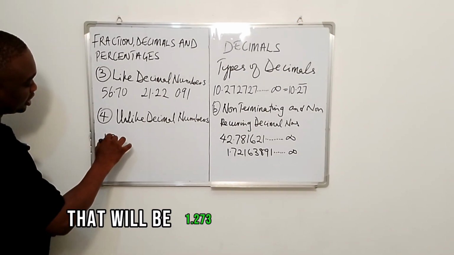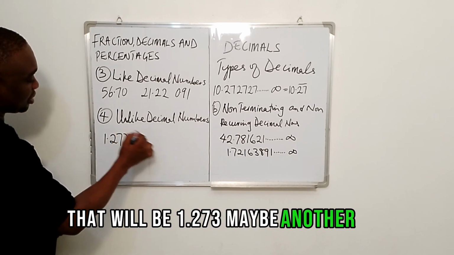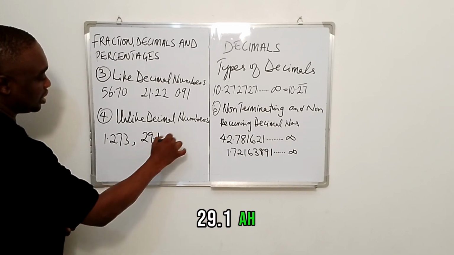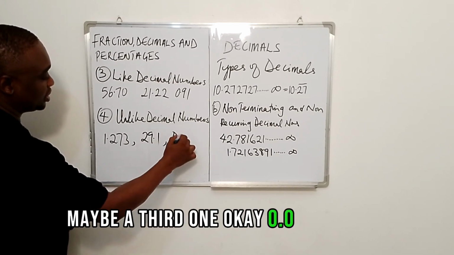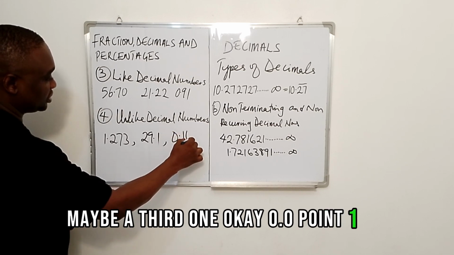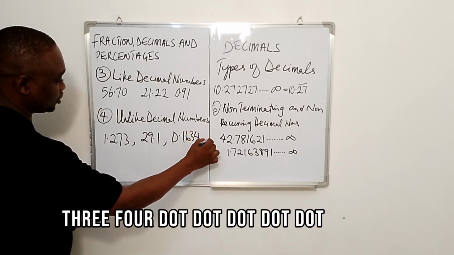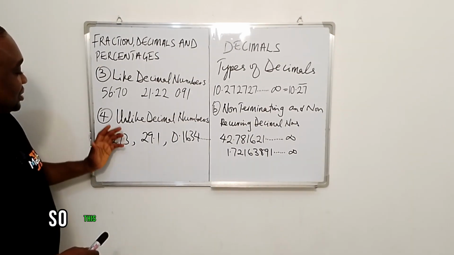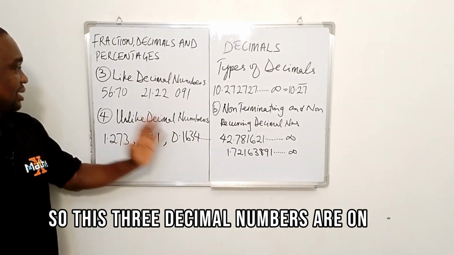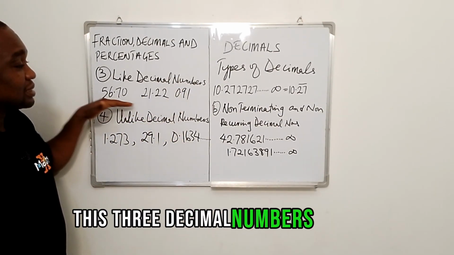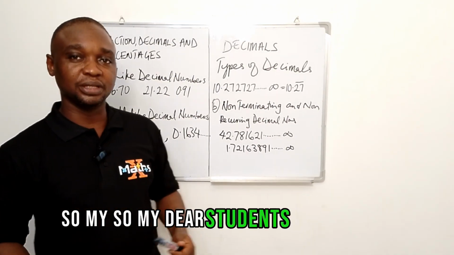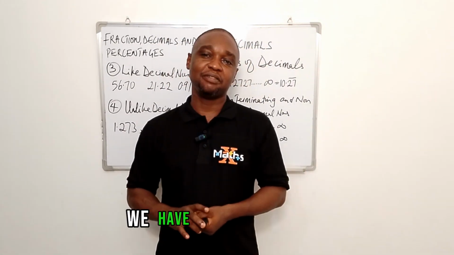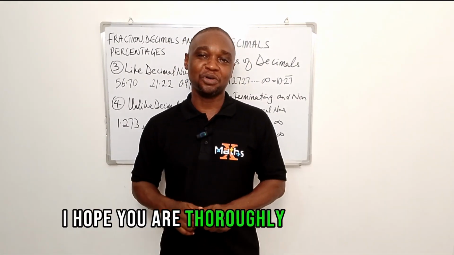That'll be 1.273. Maybe another one, 29.1, or maybe a third one, 0.1634 dot. This one is a non-terminating type. So these three decimal numbers are unlike. These three decimal numbers are like. So my dear students and viewers, those are the four types of decimal numbers we have in mathematics. I hope you are thoroughly enlightened.